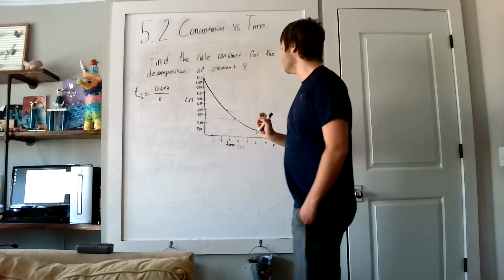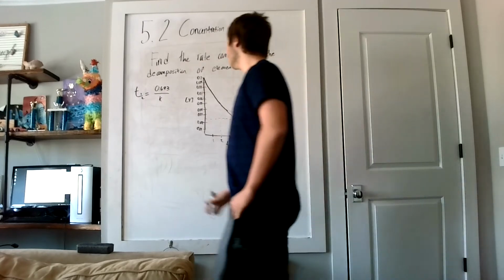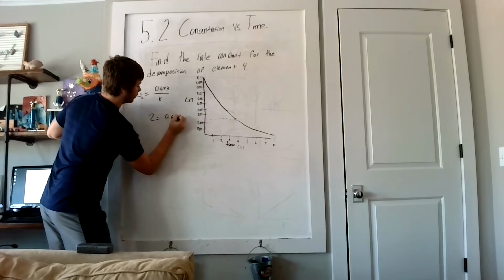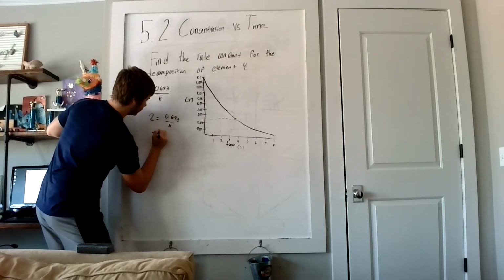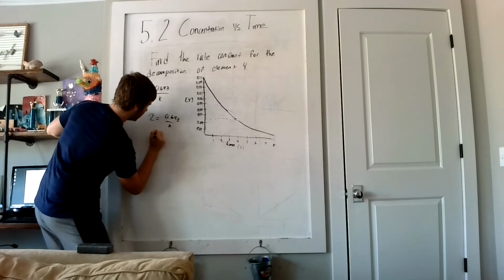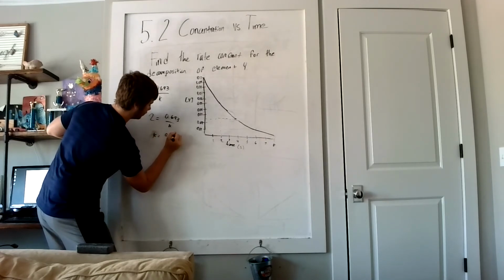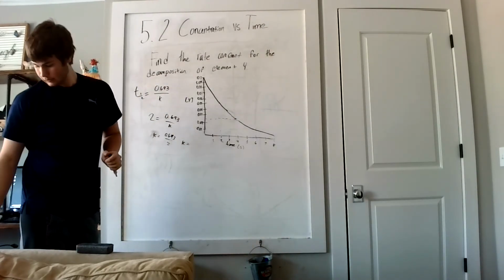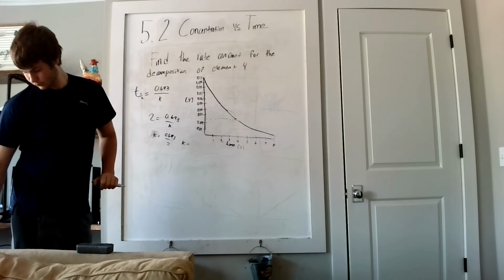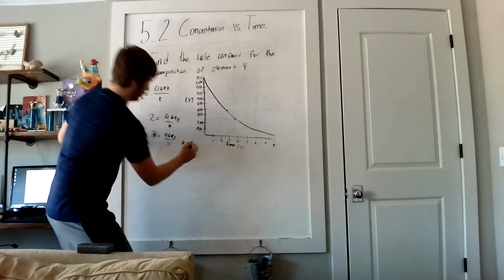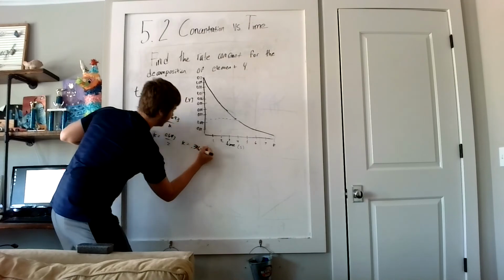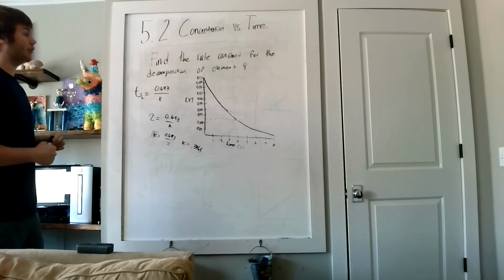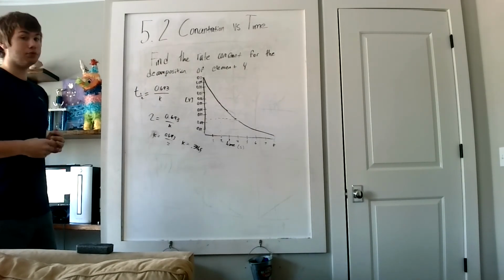So now that we know that we have a half-life of 2 seconds, we can come over here. 2 equals 0.693 over K, or K equals 0.693 over 2, K equals 0.3465. So that's how you find the rate constant for a first order reaction with a constant half-life.